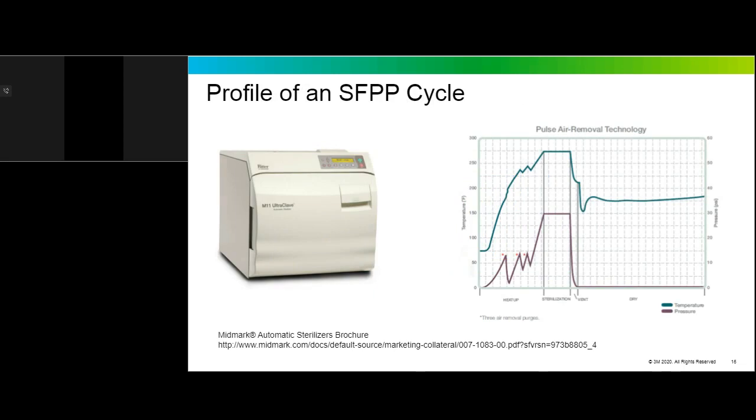Another type of dynamic air removal is steam flush pressure pulse. In this graph, we have a green line showing the temperature in this chamber, and a purple curve showing the pressure, again, as a function of time, this time in a steam flush pressure pulse sterilizer. Just like in dynamic air removal, you can see steam flushes and pressure pulses, but it never drops below atmospheric pressure. So that's the difference between a pre-vacuum and a steam flush pressure pulse.